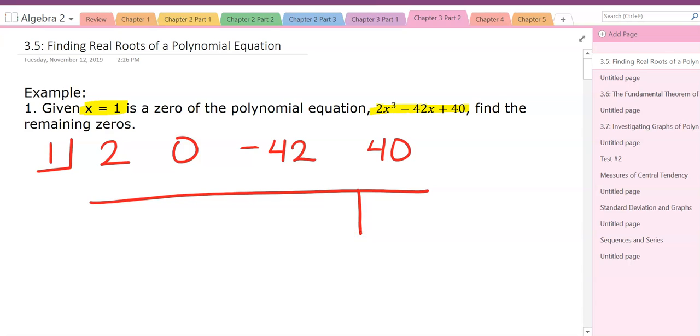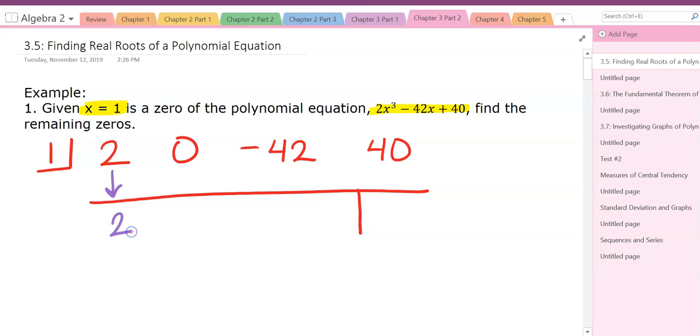Now remember, because we know x equals 1 is a root, I should not have a remainder for this problem. So remember this last piece here, that's where your remainder goes. So when I do this, I should get a 0 there. If we don't get a 0, then we did something wrong with our math previously. So you just want to make sure that you remember that for yourself.